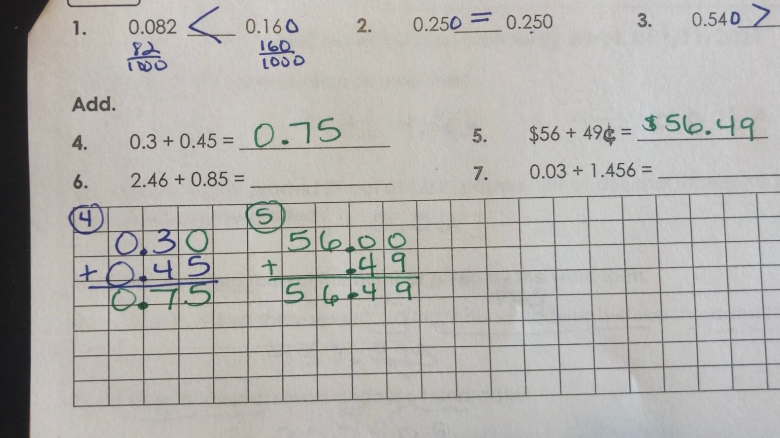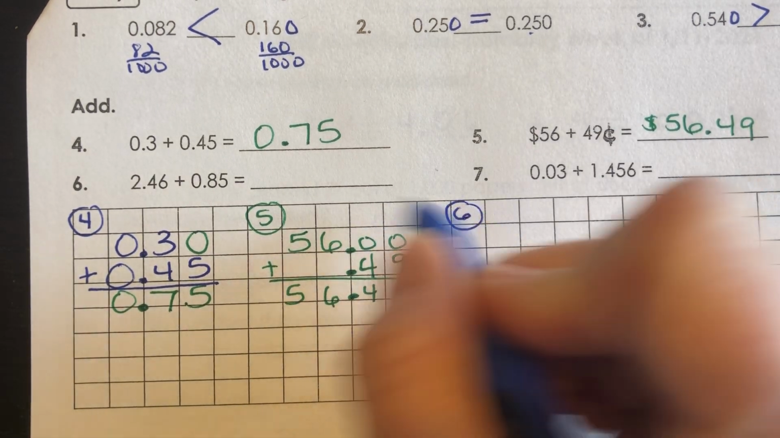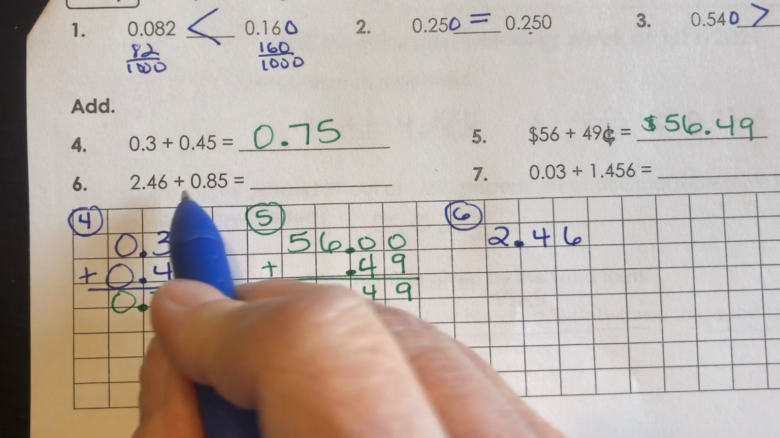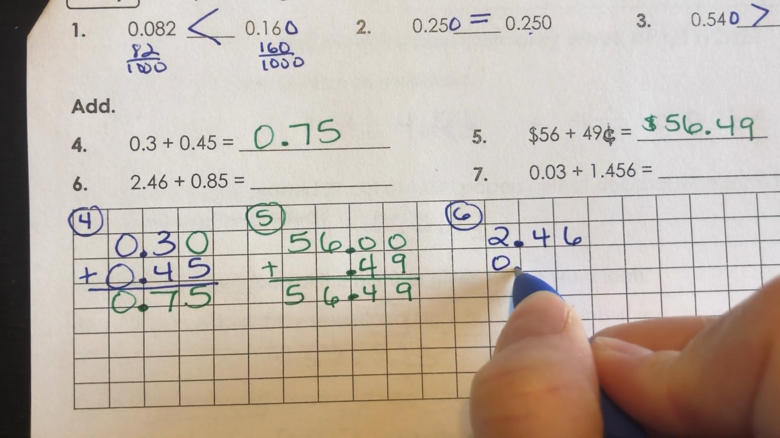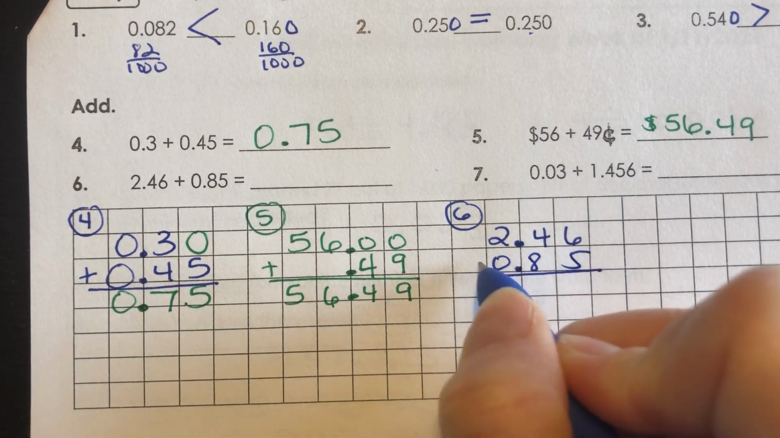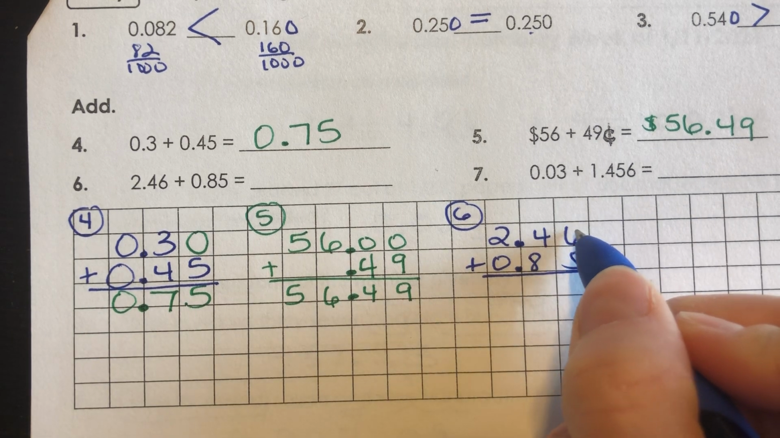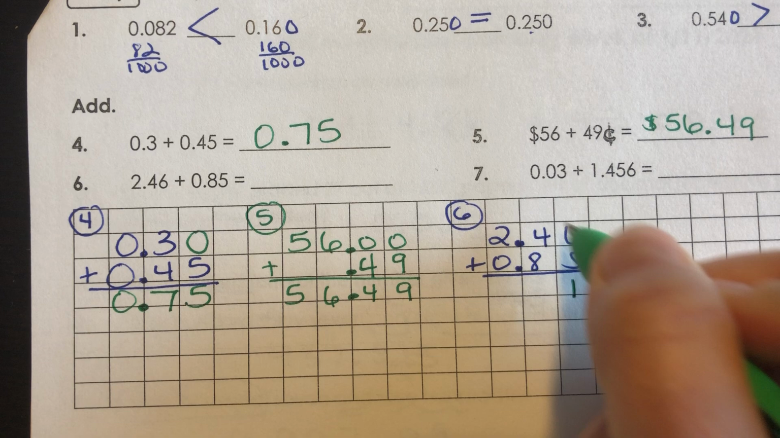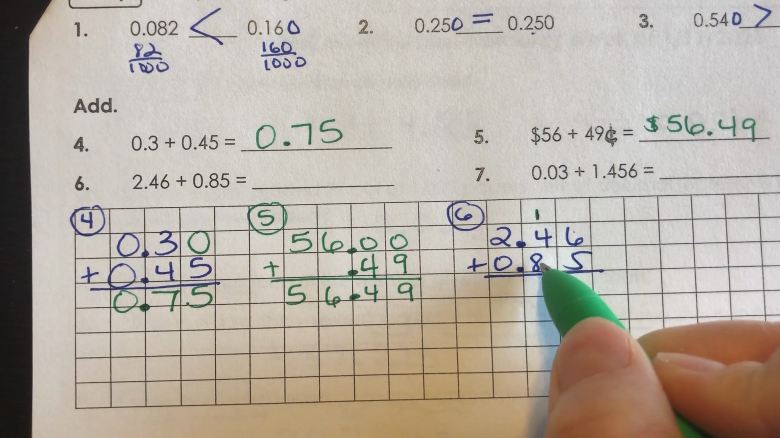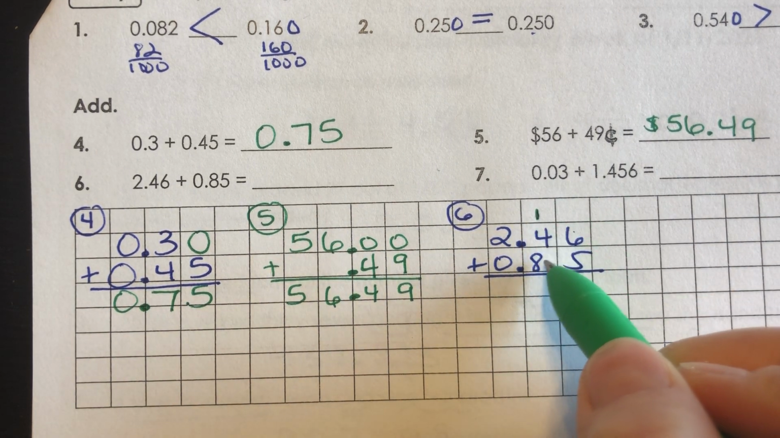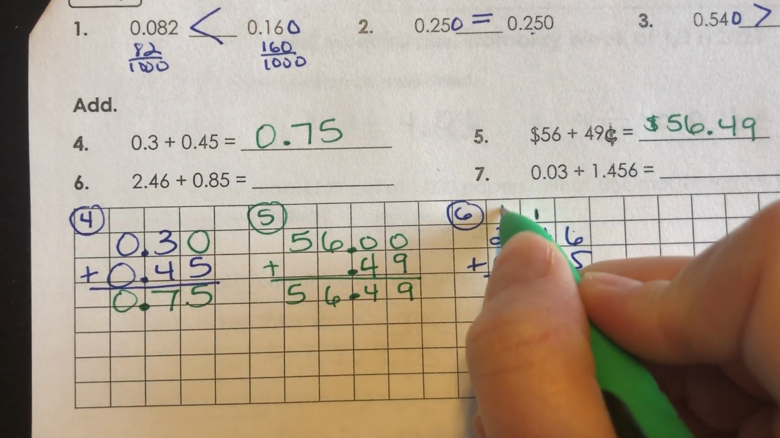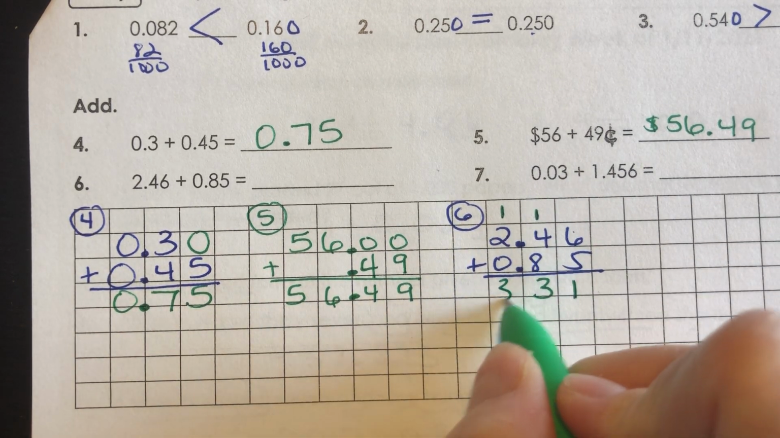Okay, moving on, we have number 6. I have 2.46 plus 0.85. And again, we have our decimal points lined right up. Okay, 6 plus 5, that is 11. So here's my 1, 1, and I'm carrying over that 10. So 4 plus 1 plus 8. So 8 plus 1 is 9, plus 3 is 13. I carry my 1. And 2 plus 1 is 3.